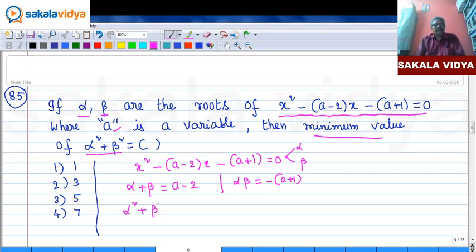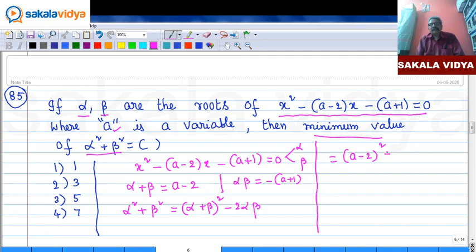Alpha square plus beta square, we have the important algebraic formula: alpha plus beta whole square minus 2 alpha beta. So let it be replaced, equals alpha plus beta whole square, (a minus 2) whole square, minus 2 times minus into minus, plus 2 times (a plus 1). Let it be simplified. a square minus 4a plus 4 plus 2a plus 2. This will be a square minus 2a plus 6.